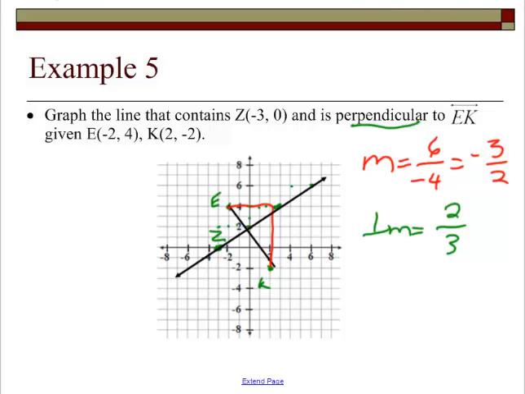Notice now, because I drew perpendicular lines, the angle in the middle is a right angle. Perpendicular lines intersect at a right angle, making it a 90-degree angle.